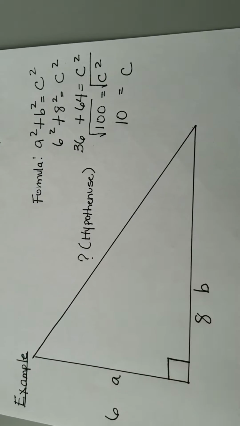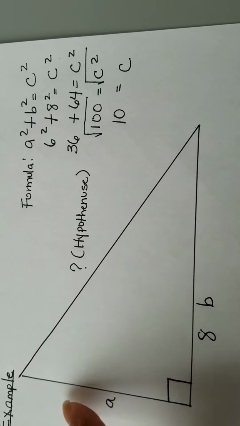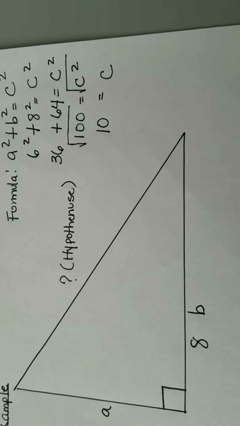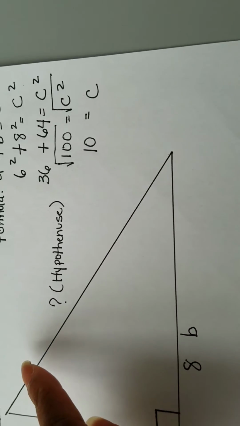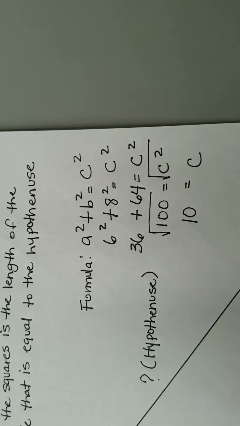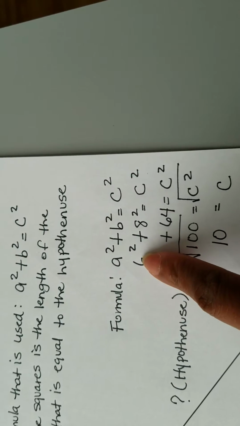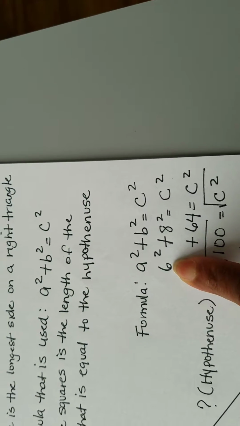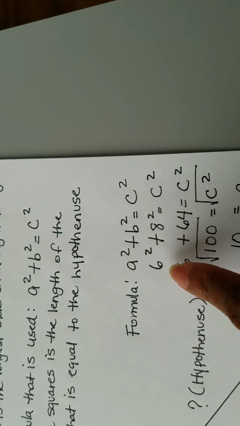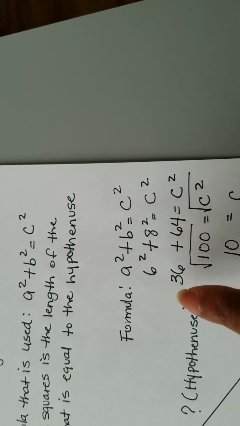This is a right triangle because, as you can see, this would be a 90 degree angle. So it has to be a 90 degree triangle. The hypotenuse should always be the longest side, okay? The formula that we will use is a squared plus b squared equals c squared. I plugged in these two numbers to find out the hypotenuse. So I use 6 squared plus 8 squared equals c squared, right?